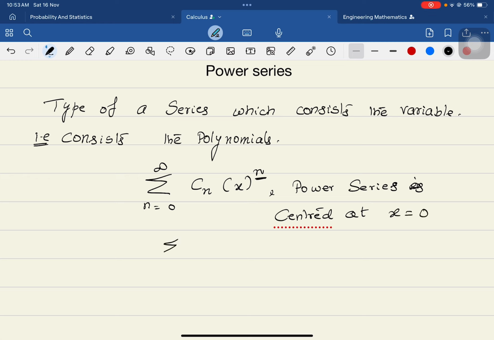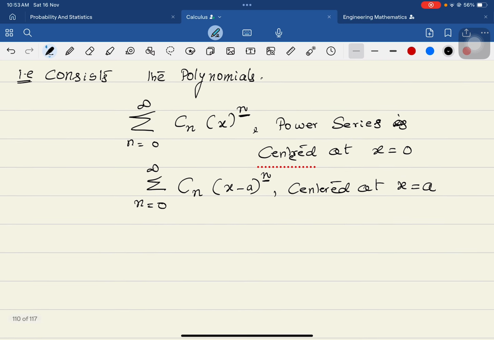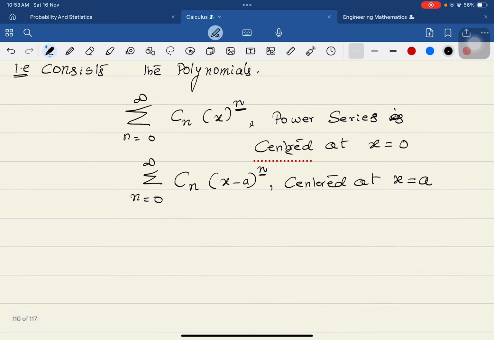Or you can even say that it is summation n is equal to 0 to infinity Cn into (x minus a) the whole power n. Again, the power series is powered with the power n, and it is centered at x is equal to a. Now this power series is again nothing but a geometric series, you can say. Now let us expand this series.